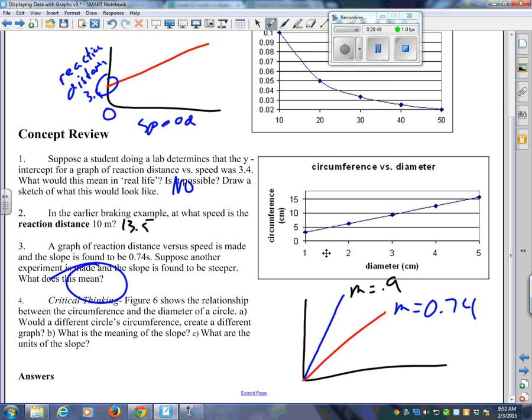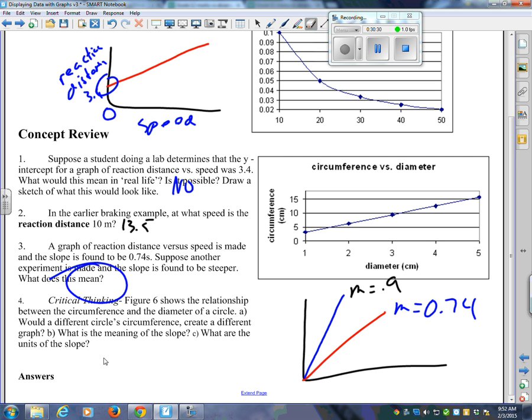I have a question for you. How many circles are represented in this graph? Just one? Even more than 15. I show circles that have 1, 2, 3, 4, and 5 centimeter diameters, as well as 1.5 and 2.5 and 3.5 and 4.5 and 1.25 and 2.25, and basically an infinite number of circles ranging from 1 to 5. So would a different circle have a different graph? No. In fact, it would be exactly on that line. It'd be a perfect linear relationship.